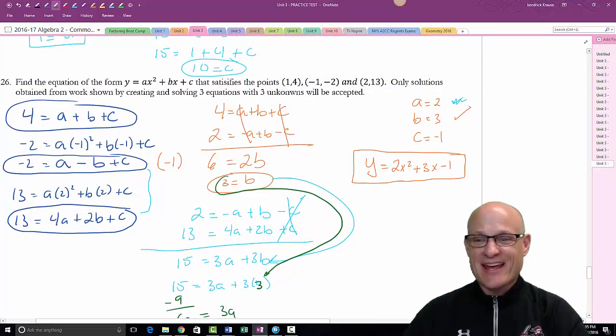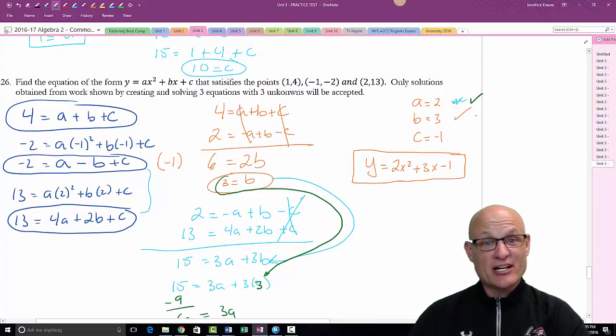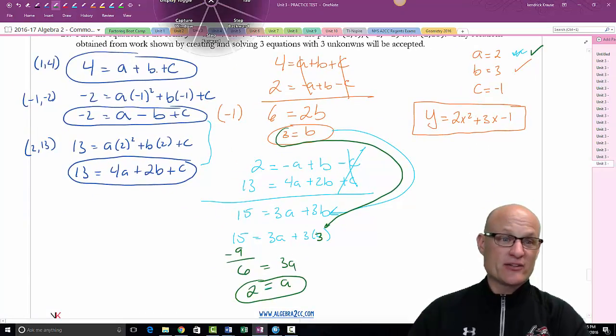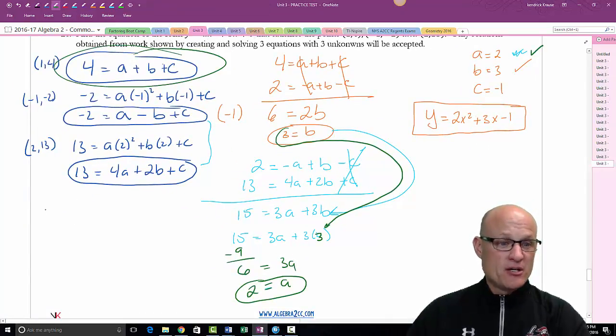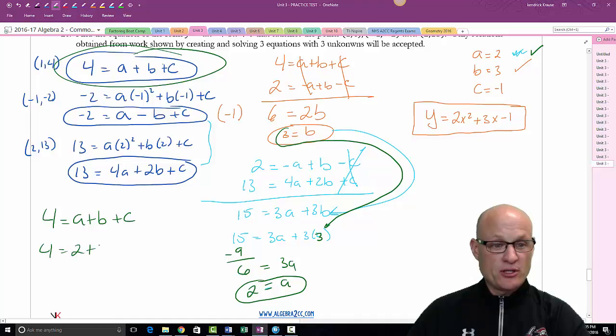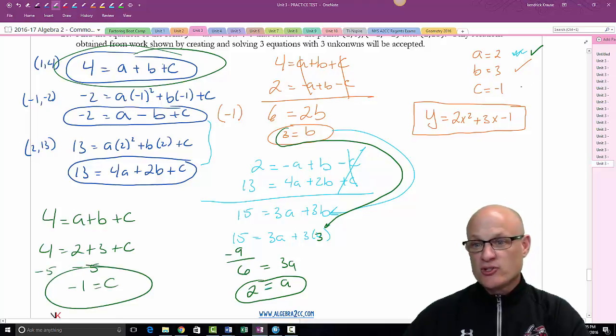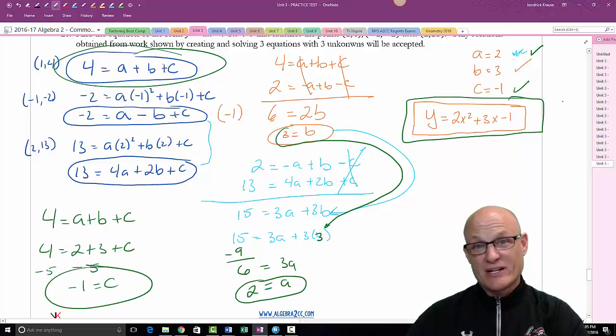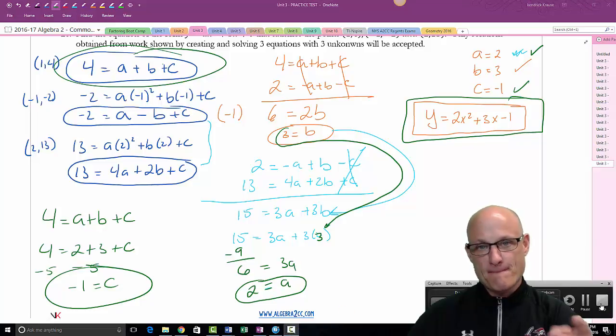So knowing these answers ahead of time helps clarify your thinking. Now the cool thing is all I got to do is grab this sucker and I'm done. 4 equals a plus b plus c. 4 is equal to 2 plus 3 plus c. This is 5, so subtract 5, and I get negative 1 is equal to c. Check mark. Remember, this is your final answer, and we're done. We got it. We nailed it. All right, I only got 3 easy problems left, and we're finished.